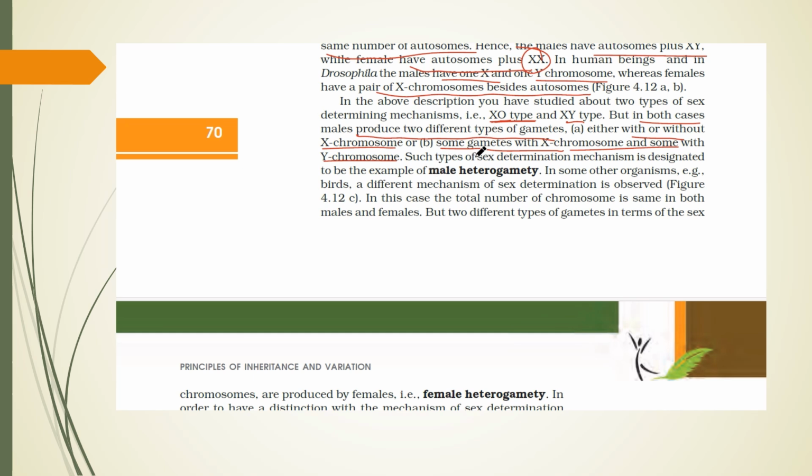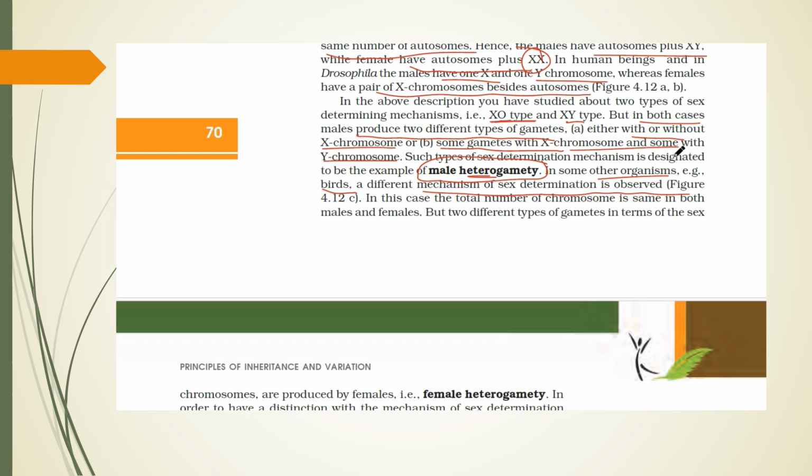This type of sex determination mechanism is designated as an example of male heterogamety. What is it called? So many new terms you are getting here. You should remember it, because male heterogamety is a term we are understanding for the first time. In the previous lessons we didn't study this. Such a type of sex determination is called male heterogamety. In some organisms, for example birds, a different mechanism of sex determination is observed.